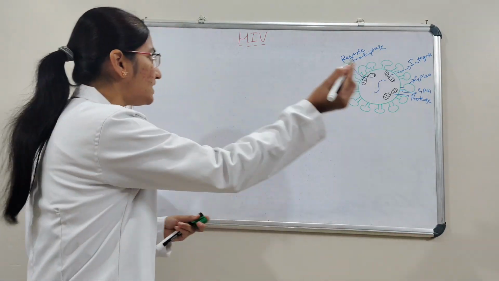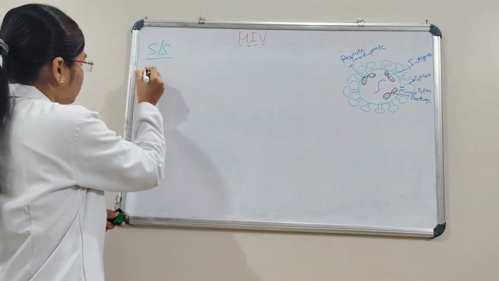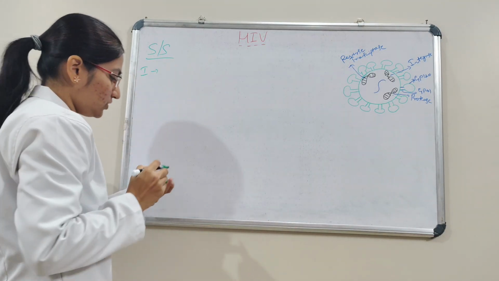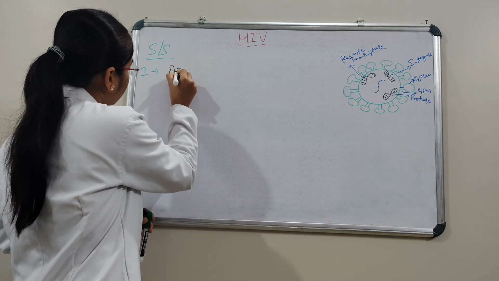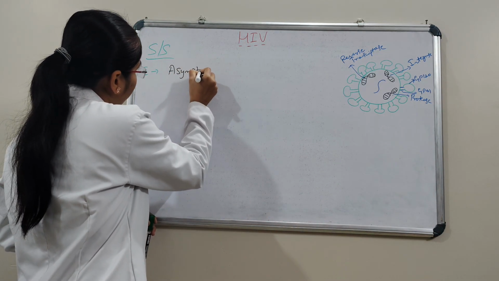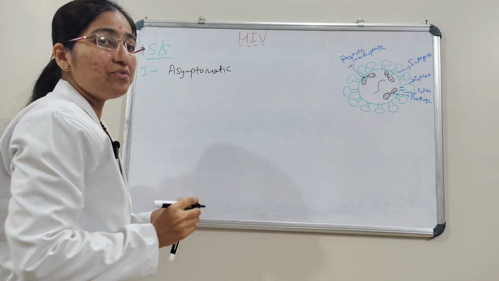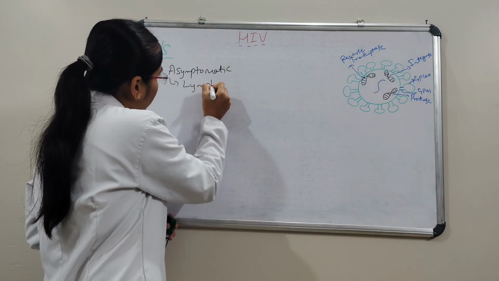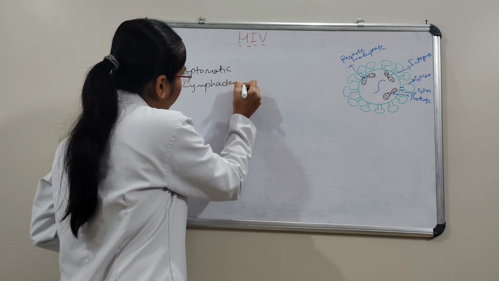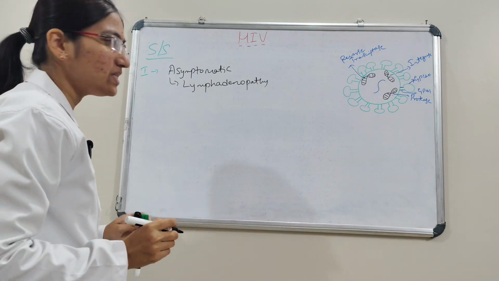We will see the signs and symptoms of this. In the first stage, it is asymptomatic, and then we can see lymphadenopathy, swelling of the lymph nodes, and autoimmune disorders.